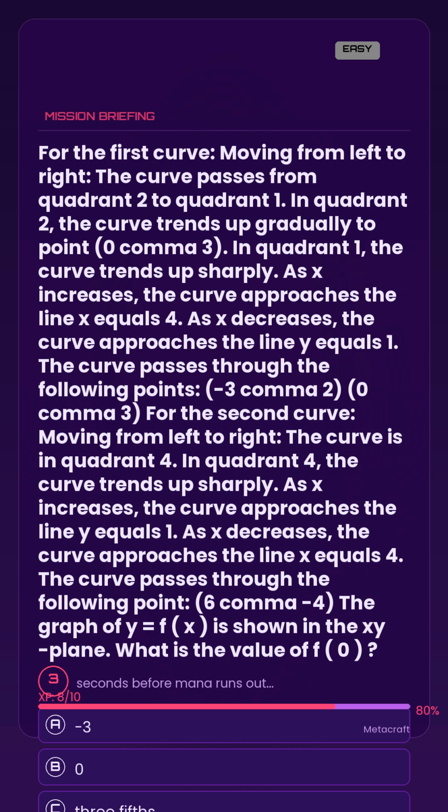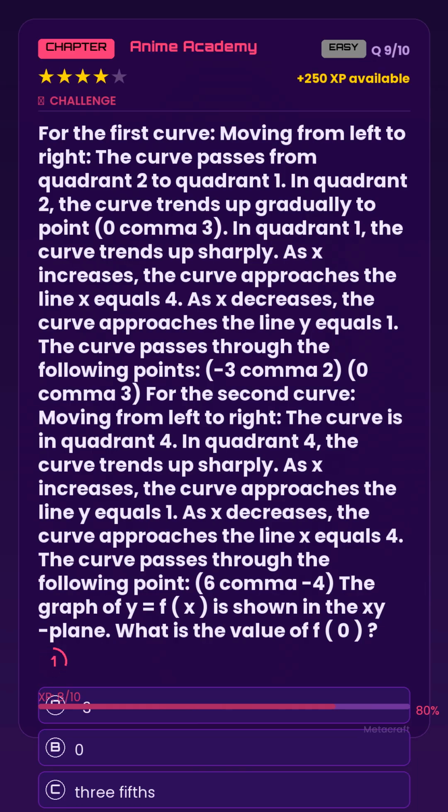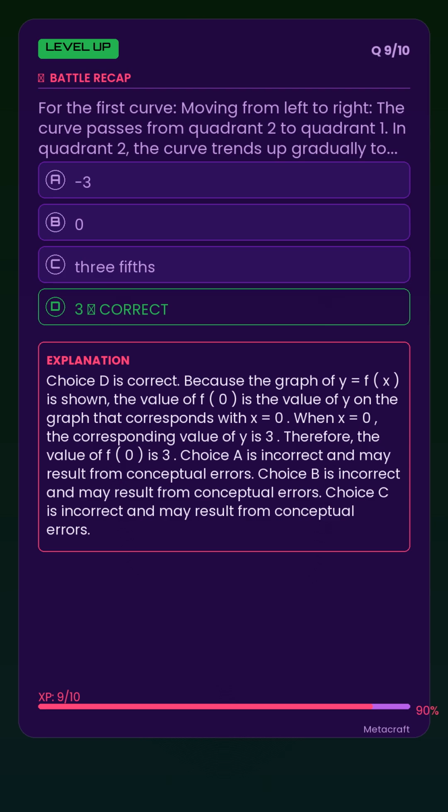The graph of y equals f(x) is shown in the xy plane. What is the value of f(0)? Option A, -3. Option B, 0. Option C, 3/5. Option D, 3. The correct answer is D.